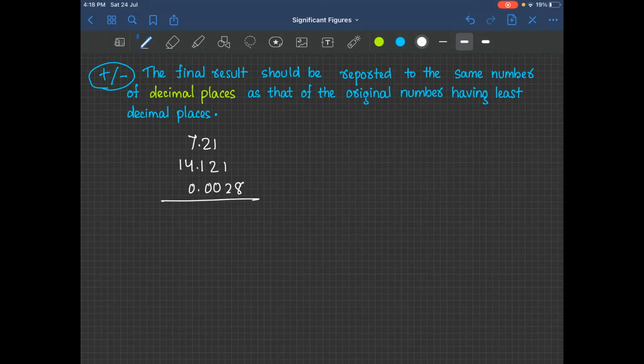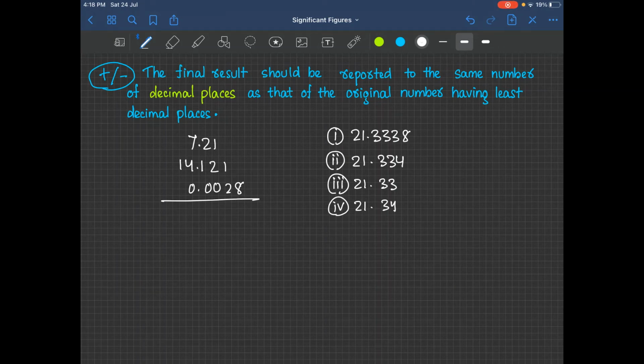Let's just add these three numbers. So if we add them and let's say we are given with options like 21.3338, similarly 21.334, then let's say third one is 21.33 and next one is 21.34. This is the fourth one. We have been given the options, so our first instinct will be let's add these three. How difficult can it be? Let's add them. So this is 8, then 2 plus 1, this is 3, then again 3, then 1 and 2. We have this number, right?